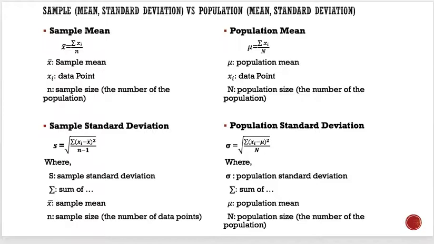So sample mean, look, different. The notation is x bar. Population mean, use mu. Sample standard deviation, notation s, little s. Population standard deviation, sigma, little sigma.